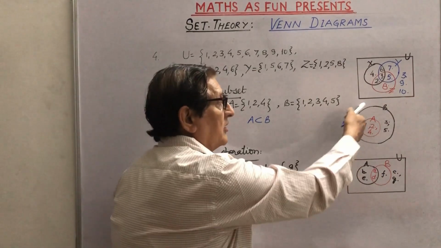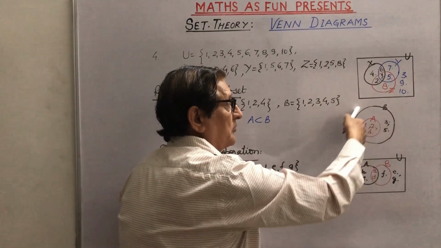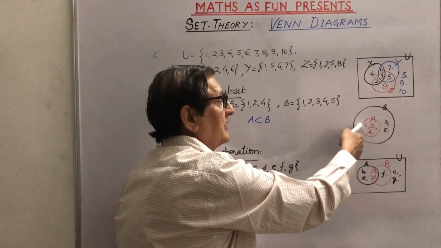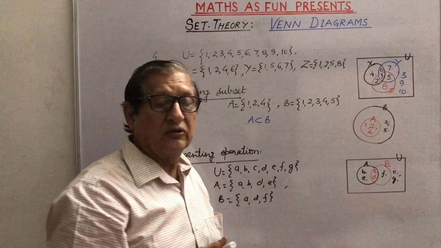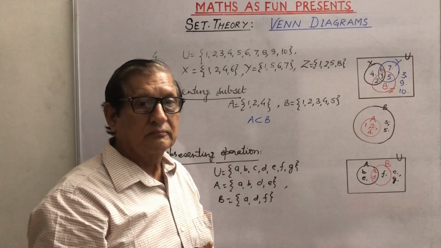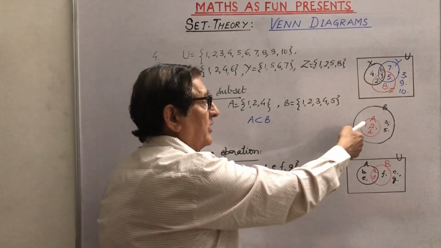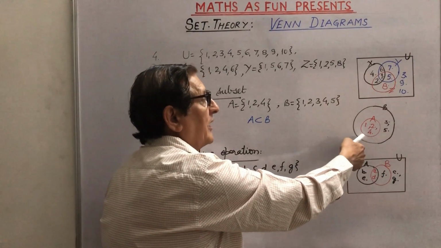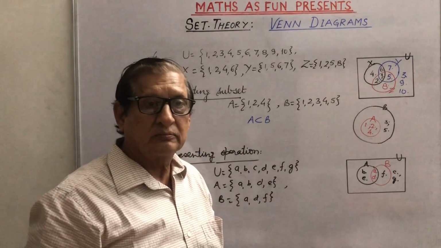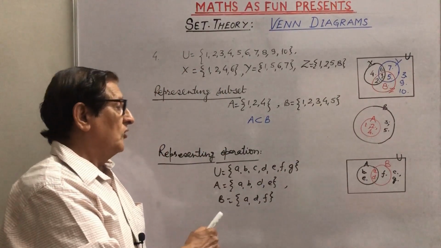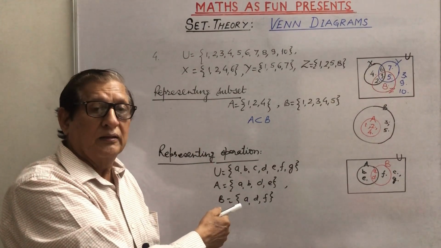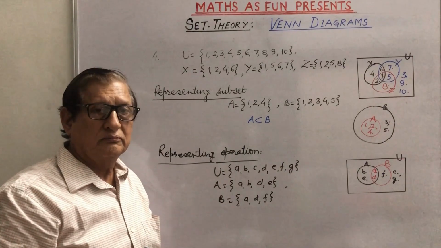So we draw a circle to represent B, and inside it we represent set A in the form of a circle. The elements of A, 1, 2, 4, go inside this, and the remaining elements of B are coming outside it. Now suppose we want to find some operation and represent it in the form of a Venn diagram.